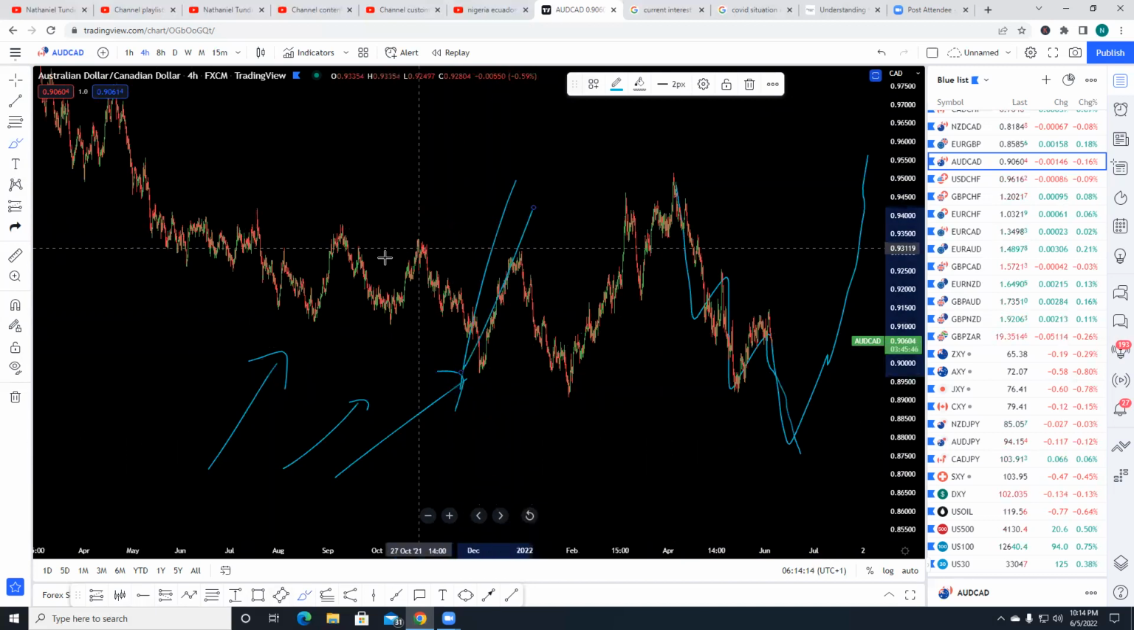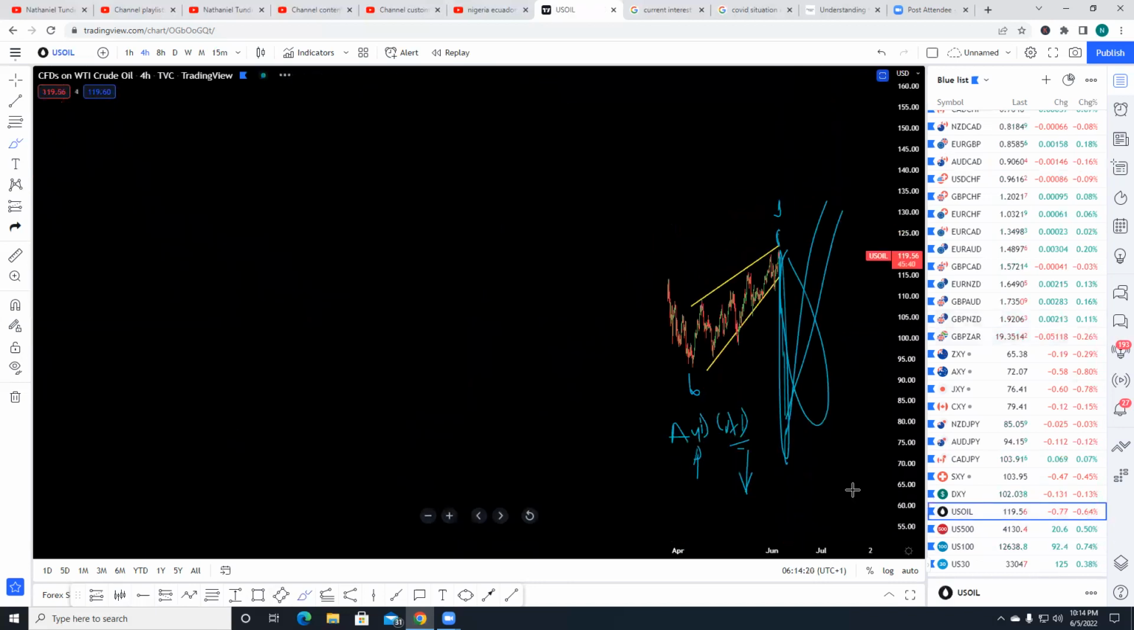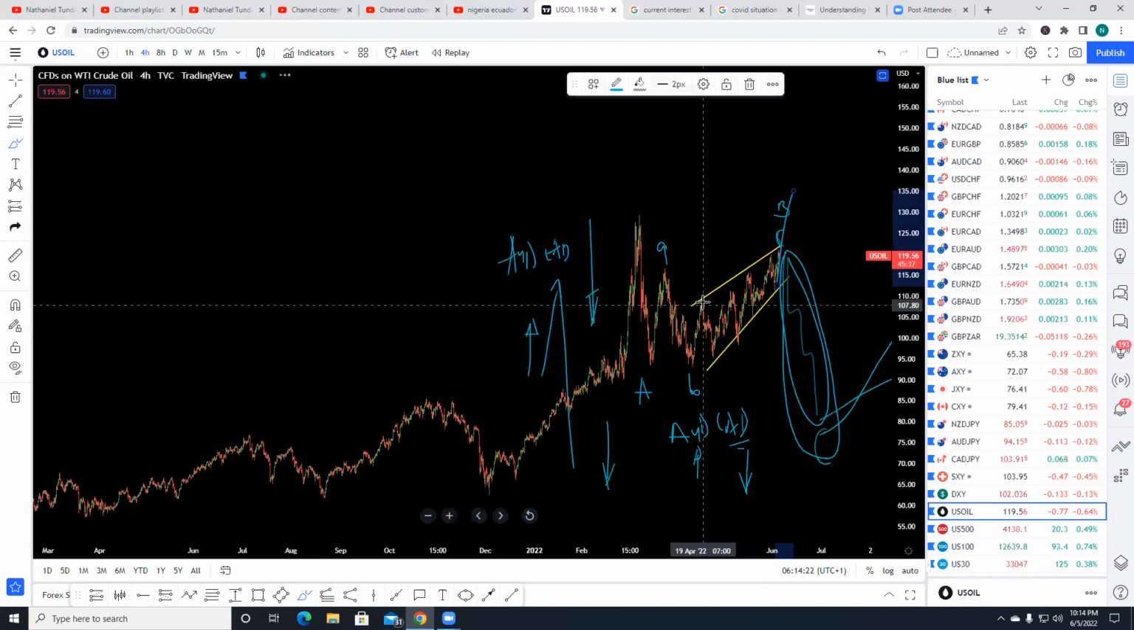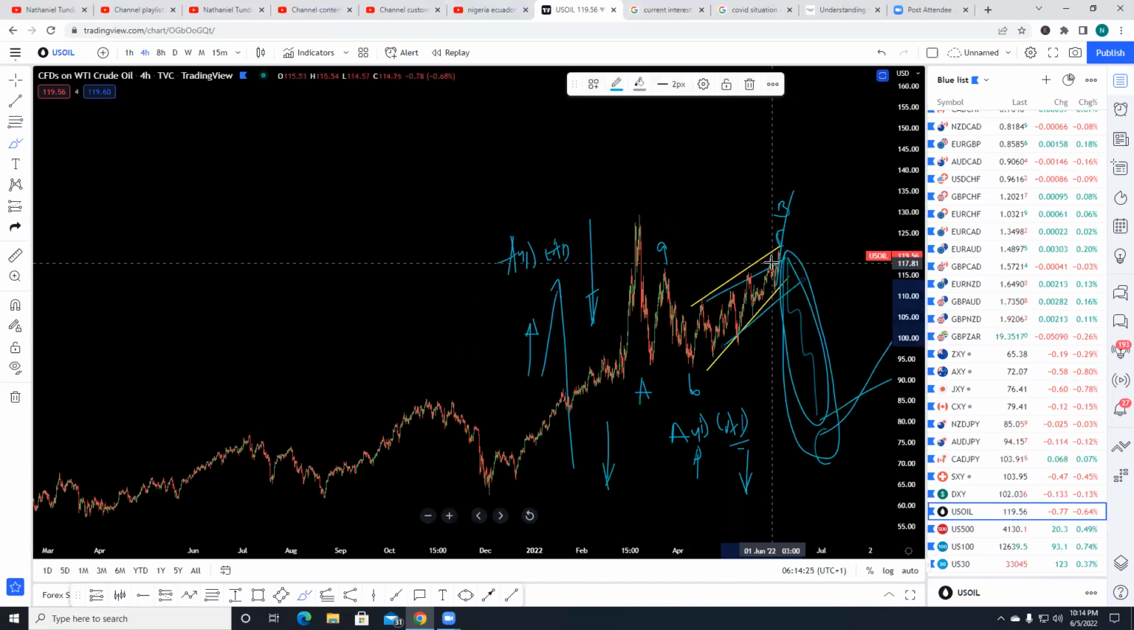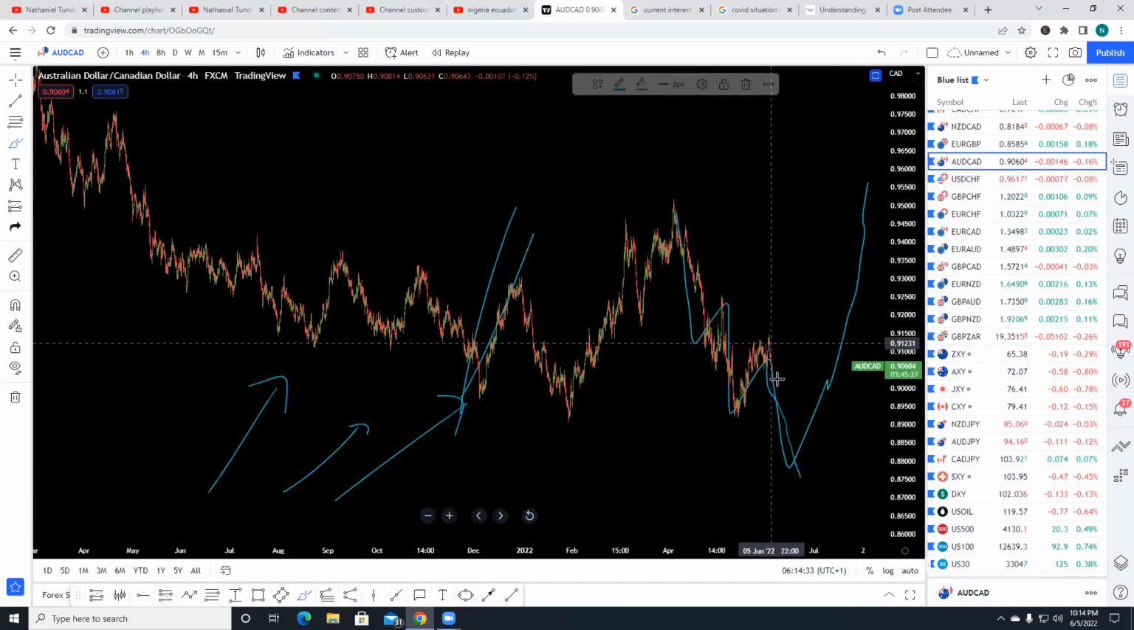Why is it shooting up to the upside? To break the upper limit of the diagonal. Look at it, guys. Why is it shooting up? To break this upper limit of the diagonal here. And what happened to AUDCAD, guys? AUDCAD will shoot down. This one will shoot down.